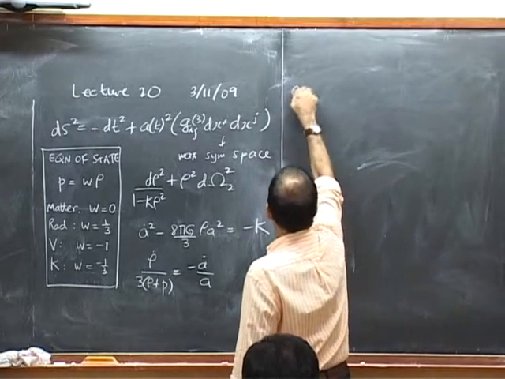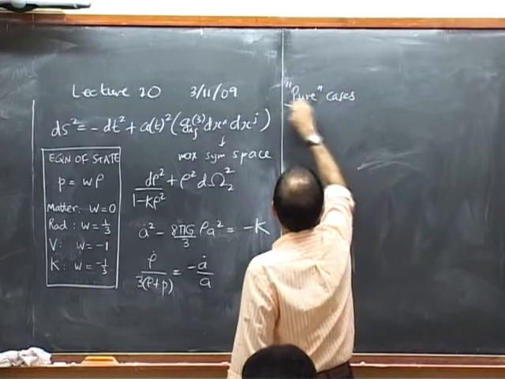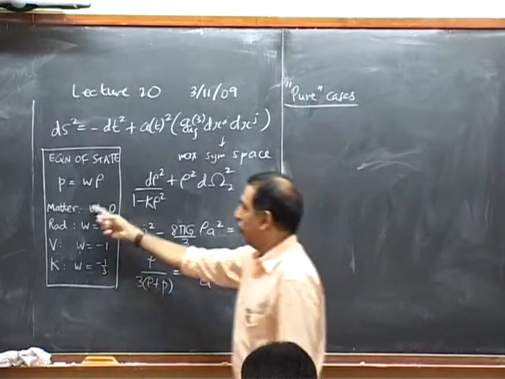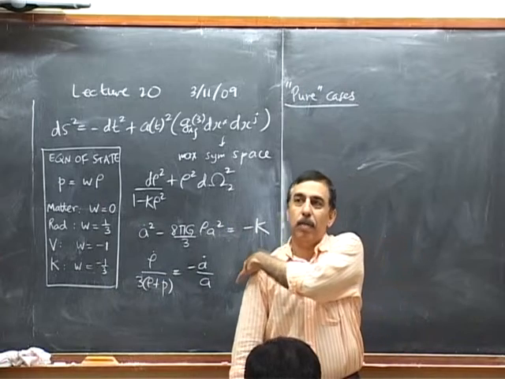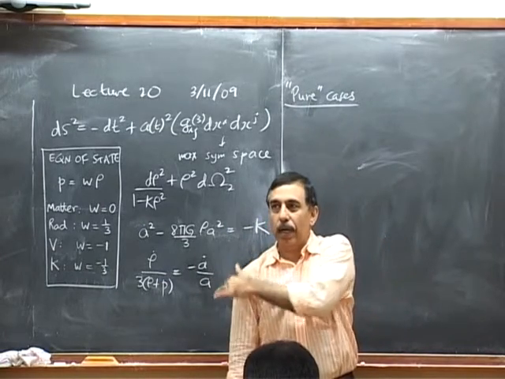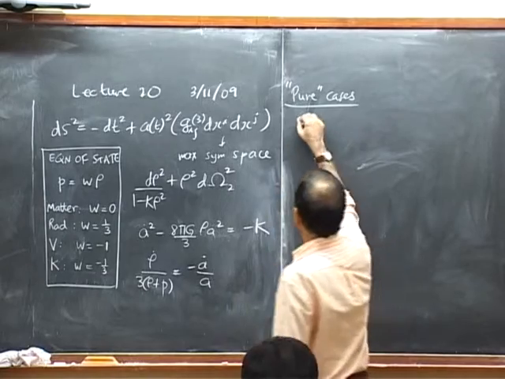So these are the pure cases. I am reviewing what I did last time. Pure cases, by pure I mean assuming that one of these 4 is present and all the others are absent. But later in this class, or maybe next time if we don't have time, I'll consider the most general combined case also.